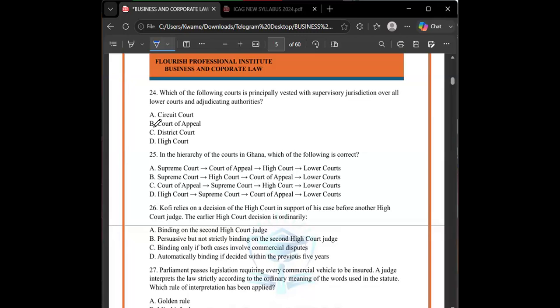Okay. So you're saying supervisory jurisdiction. If you were asked appellate jurisdiction, that would have been Court of Appeal. But for supervisory jurisdiction, the Court of Appeal is higher than the High Court, all right, but the Court of Appeal is not the one to supervise. The Court of Appeal is there for when you feel the issue is not well handled, then you appeal to the appeal court for them to have a real look at it.